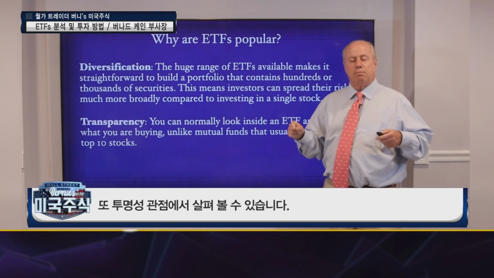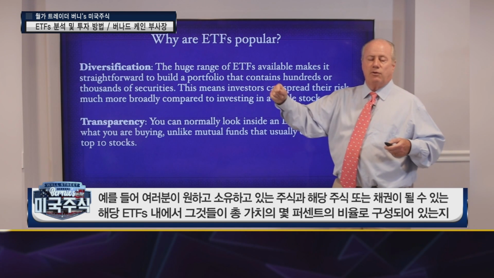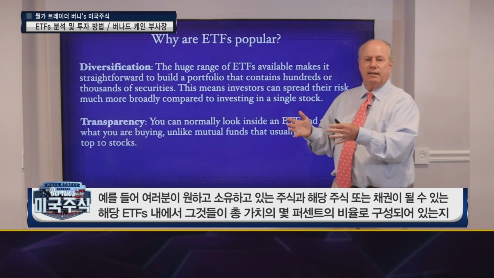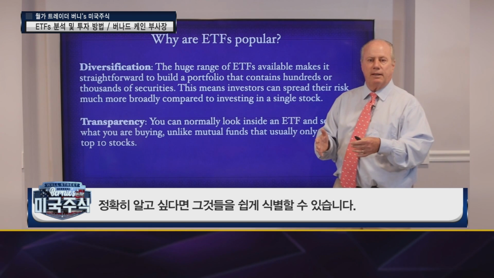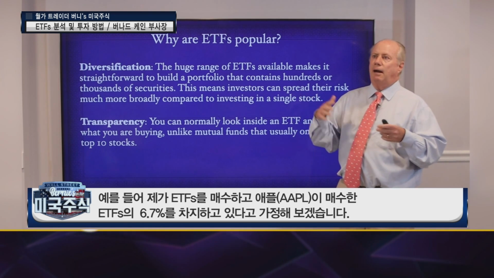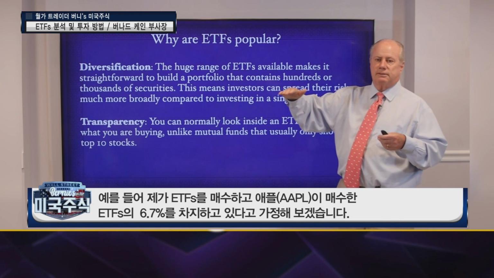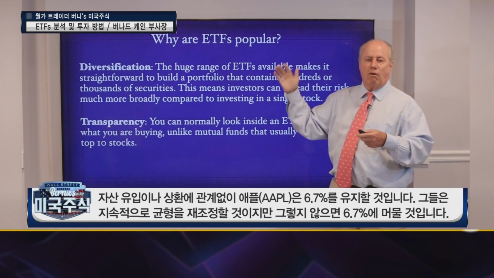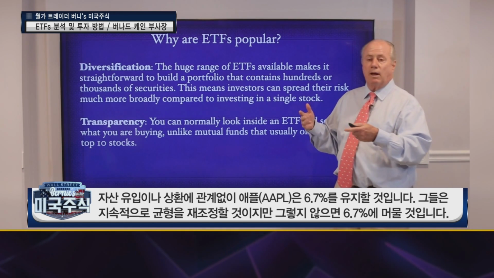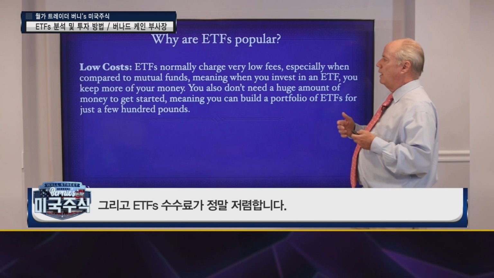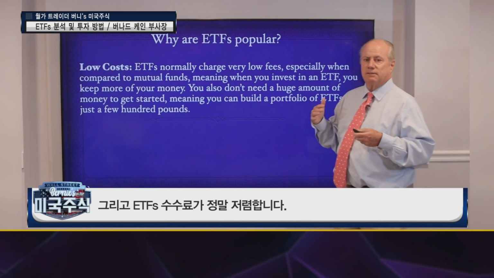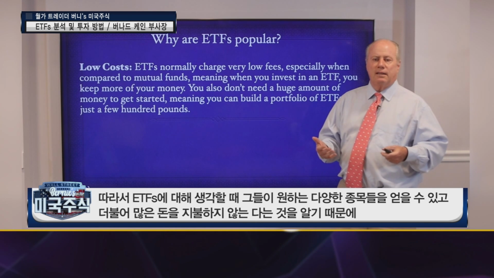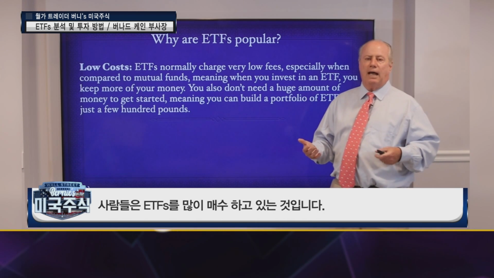Transparency: you can look at the prospectus, for example, and find out exactly what stocks they own and what percentage of the total value of that ETF that stock or bond might be. So you can identify that, say, I'm buying an ETF and Apple is 6.7% of this ETF. Well, it's going to stay 6.7% regardless of asset inflows or redemptions. They're going to constantly rebalance that, but otherwise, it's going to stay at 6.7%. And they're really, really low fees. So when you think about an ETF, a lot of people buy them because they can transact into the market, they can get what they want, and they know they're not paying a lot to be able to do that.